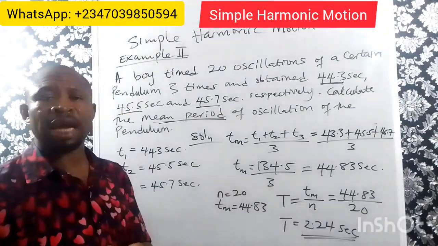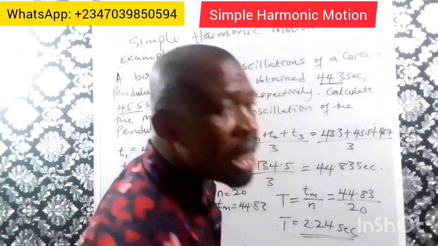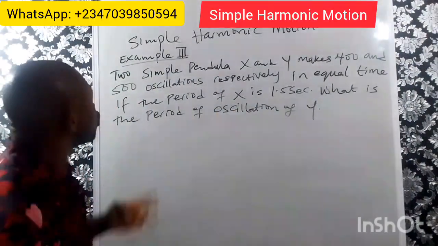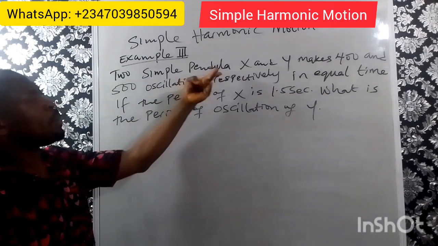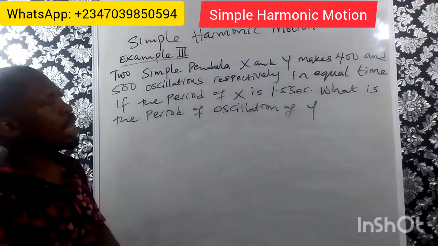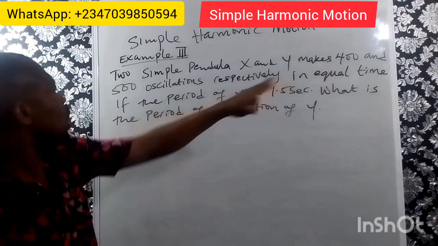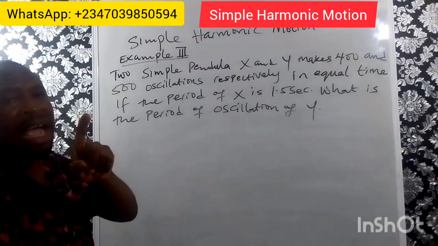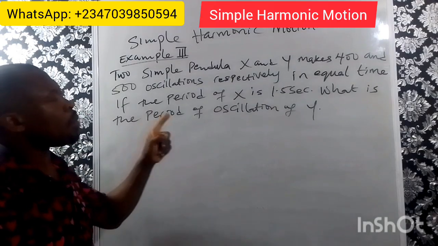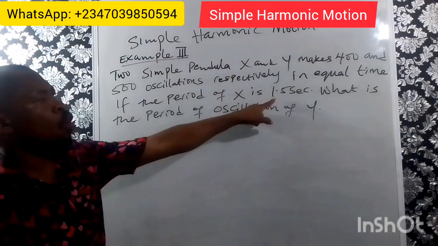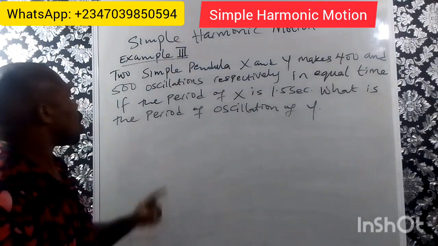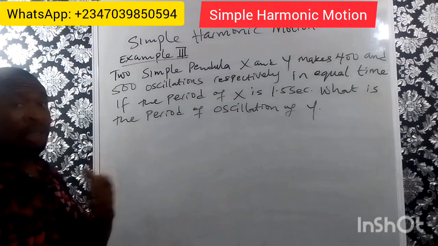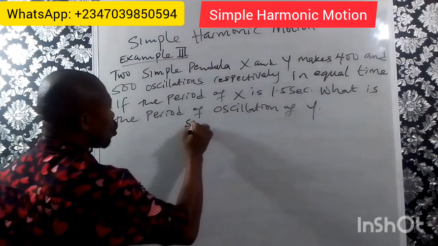Now we'll take the last but not the least question. This question says, two simple pendula X and Y make 400 and 500 oscillations respectively in equal time. If the period of X is 1.5 seconds, what is the period of oscillation of Y? So, solution.